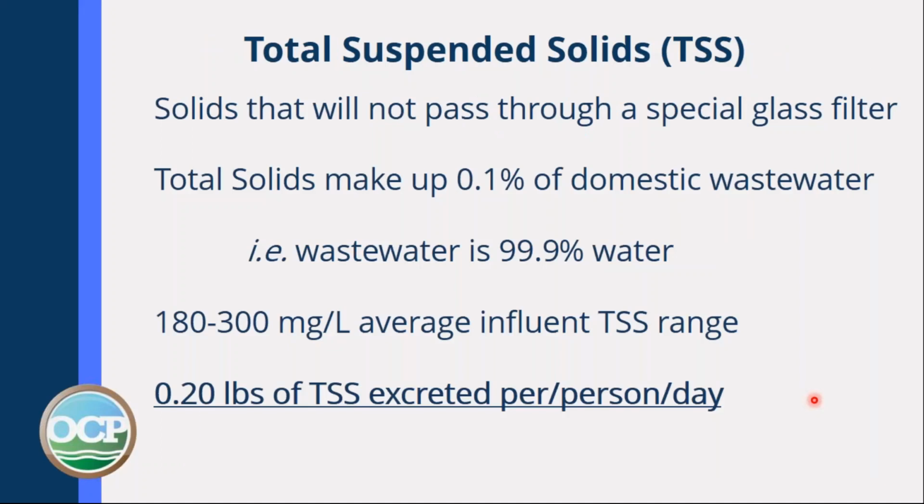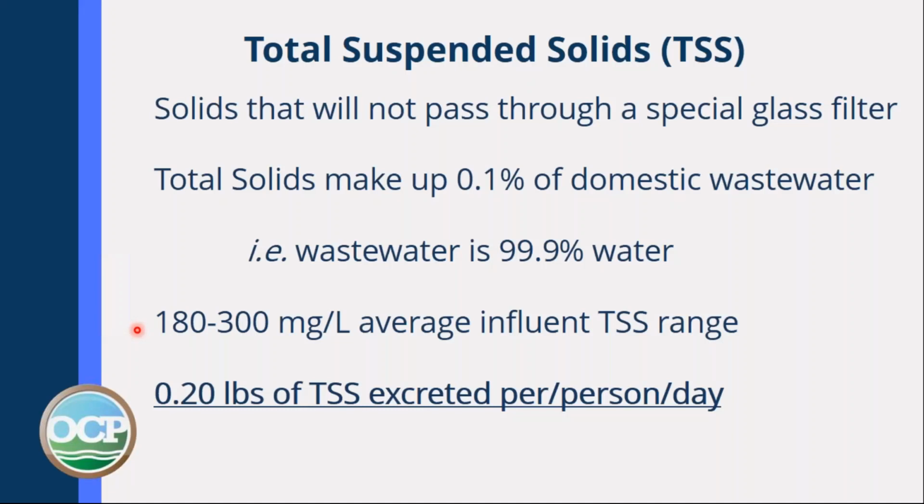So total suspended solids are solids that do not pass through a filter. They are not dissolved, and as shown in the previous slide, they really don't make up a huge percentage of domestic wastewater, 0.1%. The average influent range that we might encounter for domestic wastewater is between 180 and 300 milligrams per liter.